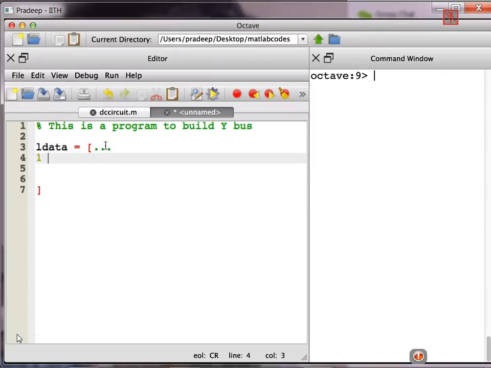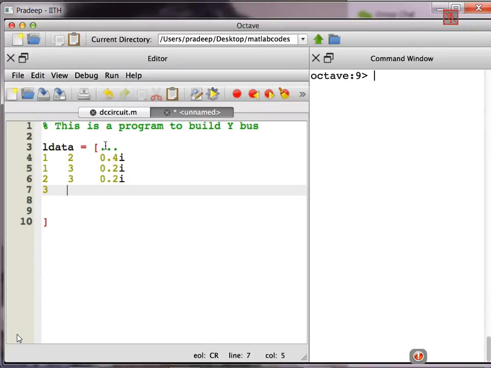So you have 1, 2, 0.4 I, 1, 3, 0.2 I, 2, 3, 0.2 I, 3, 4, 0.08 I, 1, 0, 1 I, or 1.0 I, whatever, and then 2, 0, 0.8 I.